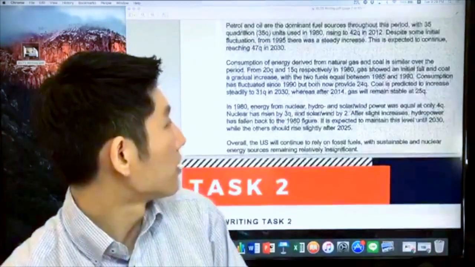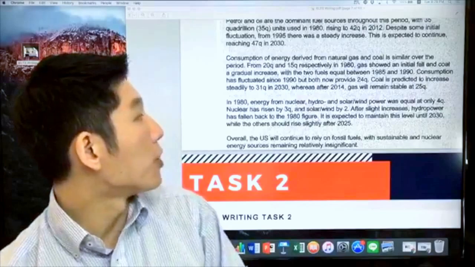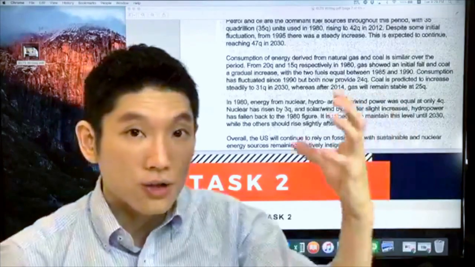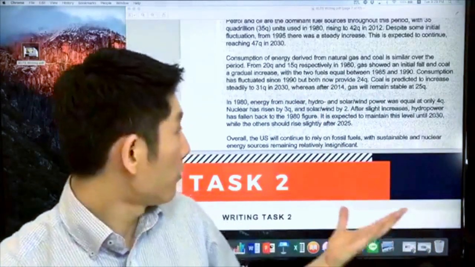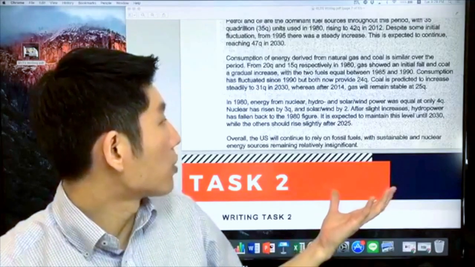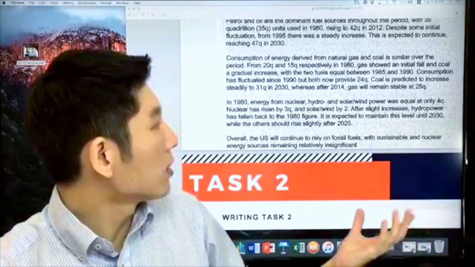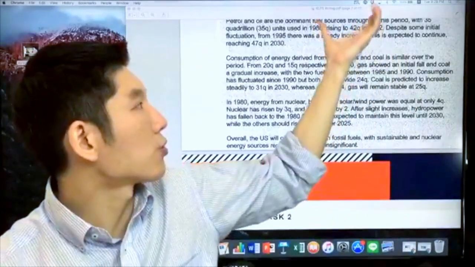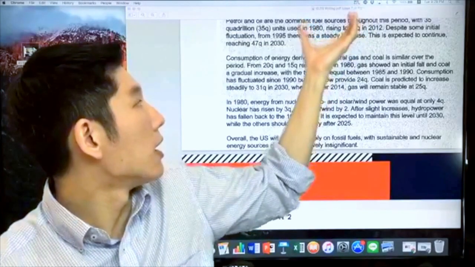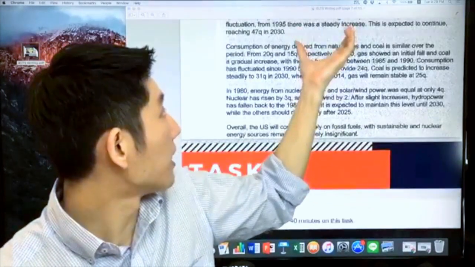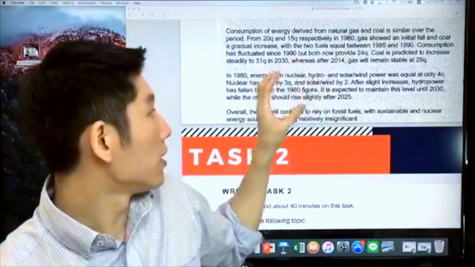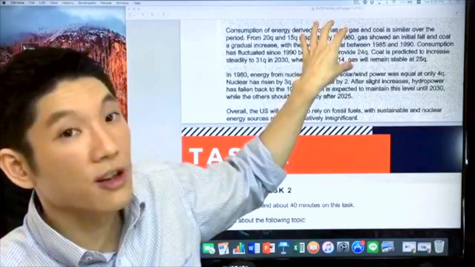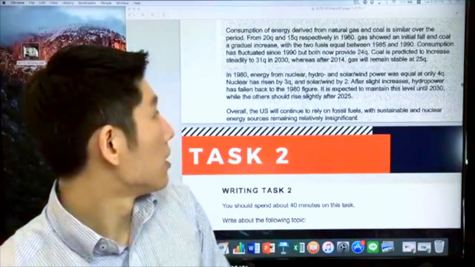And let's look at the sample. In 1980, energy from nuclear, hydro, and solar wind power was equal at only 4 quadrillion. So I know the starting point is the same for these. Perfect. Nuclear has risen by 3 quadrillion and solar wind by 2. So not much meaning is given here, but it's acceptable because it follows the trend given in the first and, well, the second and the third paragraphs. So it's consistent with the way that the writer is describing or presenting the information in previous paragraphs.